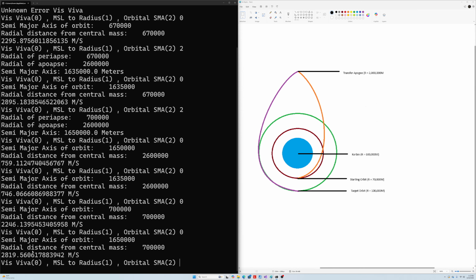giving us an approach velocity of about 2,819.5 meters per second. Again, we will just take the difference between these two numbers in order to determine how much we must change our velocity by in order to circularize. In this case, that would be 2,819 minus 2,246, evaluating to approximately 575 or 573 meters per second.